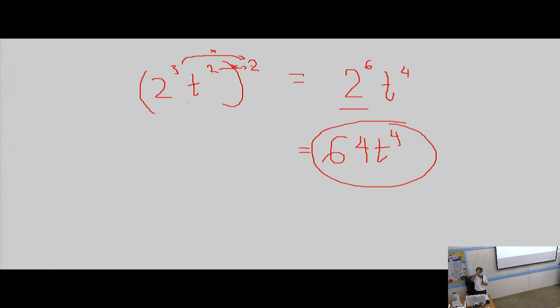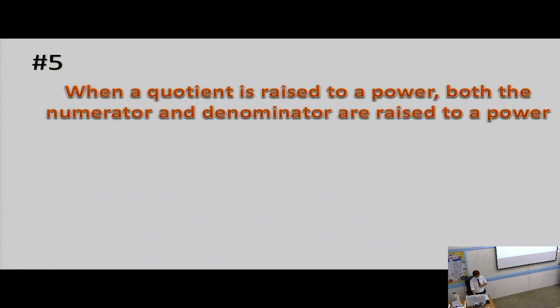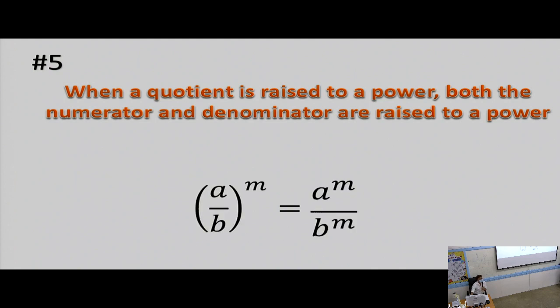No question? Understand? Good. Let's go with exponential rule number 5. When a quotient is raised to a power, both the numerator and the denominator are raised to a power. What does it mean? Quotient, meaning we're dealing with division or fraction. a over b to the power of m is equal to a to the power of m over b to the power of m. Okay, I want you to copy the exponential rule.